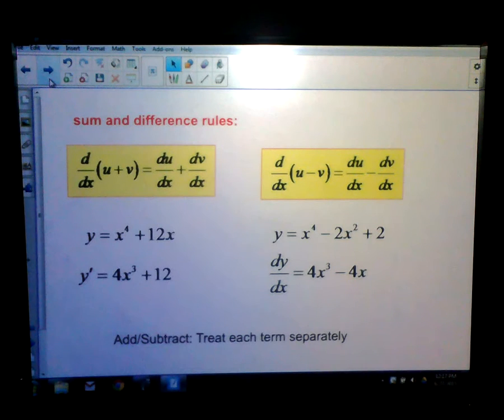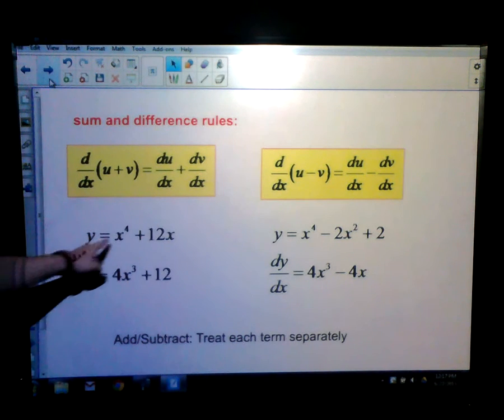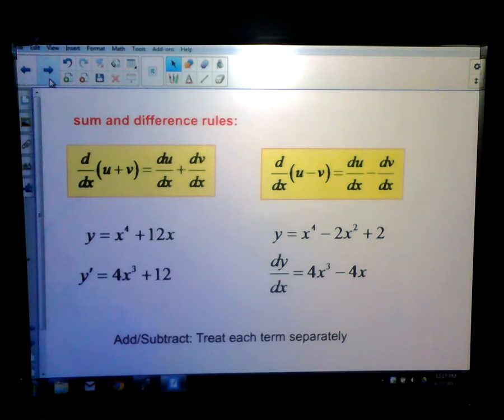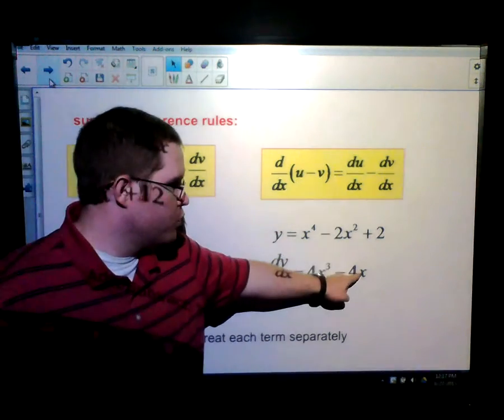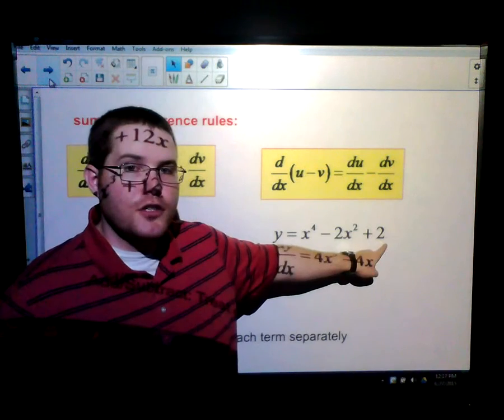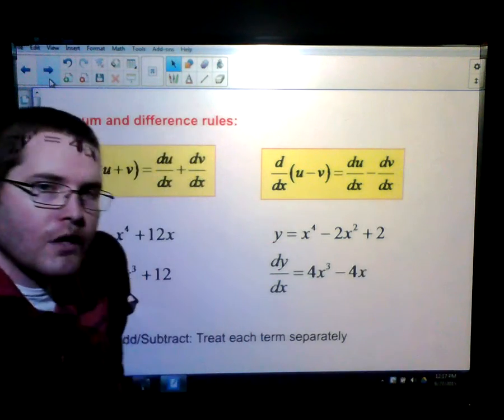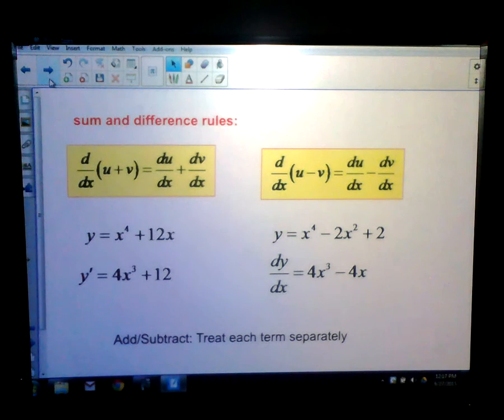Sum and difference rules are really easy. A problem like this, that's addition or subtraction, just take the derivative of each one. What's the derivative of 2? What's the derivative of any number? 0, so I don't worry about it. Treat each term separately. Adding and subtracting are very, very easy.